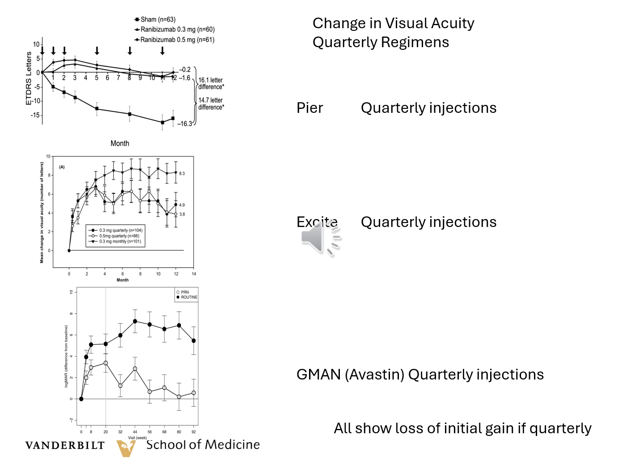So there are a number of other studies that tried quarterly injections after the loading dose. One was the PEER, the other the Excite, and the other was for G-Man for bevacizumab. All of these studies showed initial improvement of the vision for the first 3 to 4 months, but if they went on to quarterly, all of these showed loss of vision.